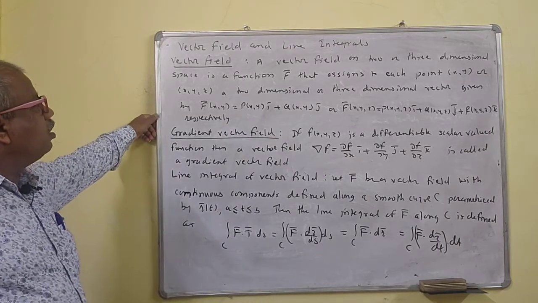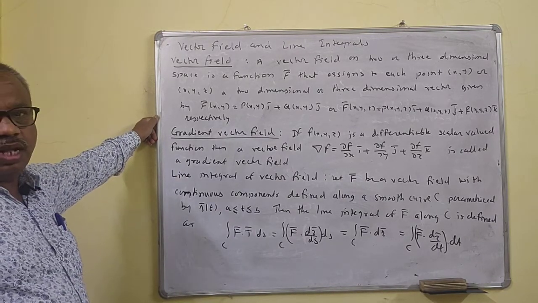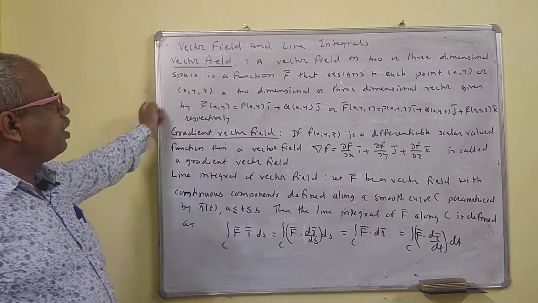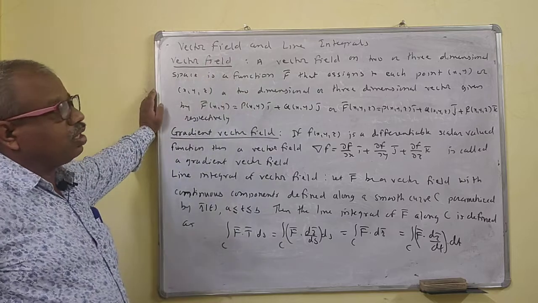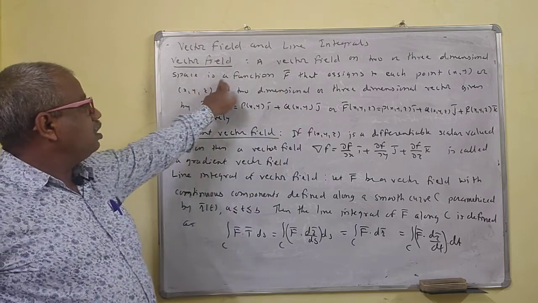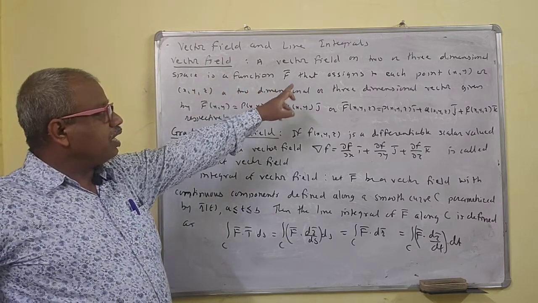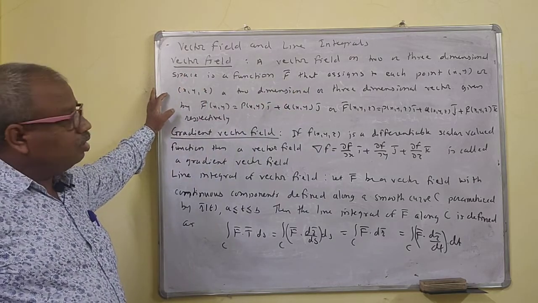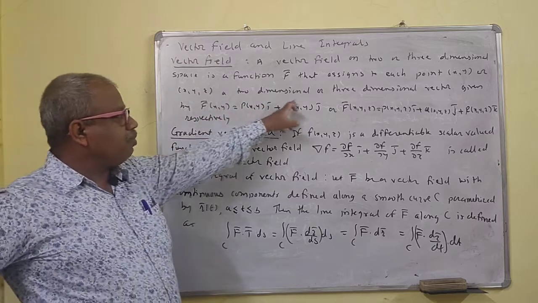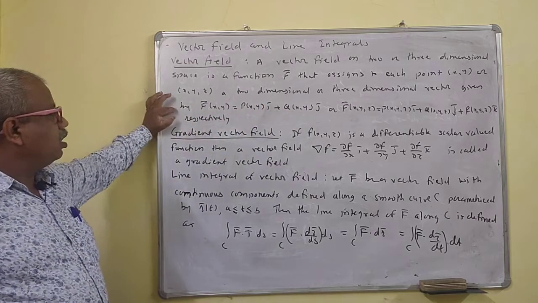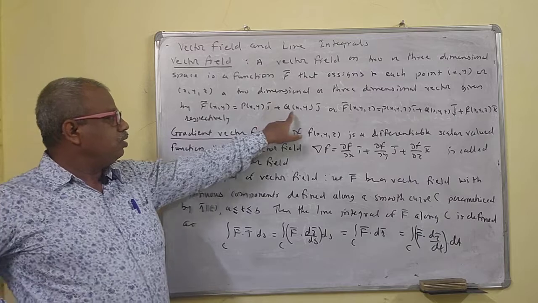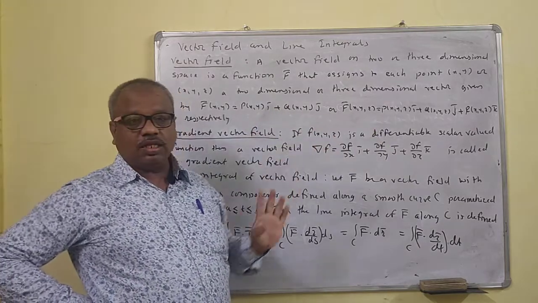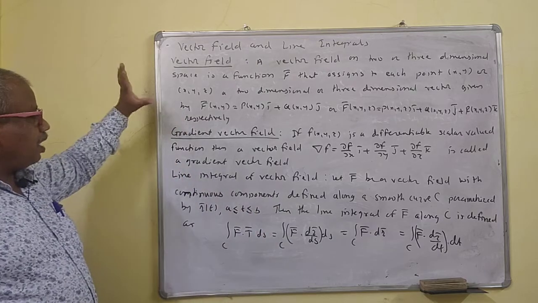Today we will see what we mean by a vector field and how to find the line integral of a vector field. What is meant by a vector field? A vector field on two- or three-dimensional space is a function F bar that assigns to each point (x, y) or (x, y, z) a two-dimensional or three-dimensional vector, given by F bar of (x, y) equal to P of (x, y) i bar plus Q of (x, y) j bar. This is in two dimensions, and this is in three dimensions. This is called a vector field.